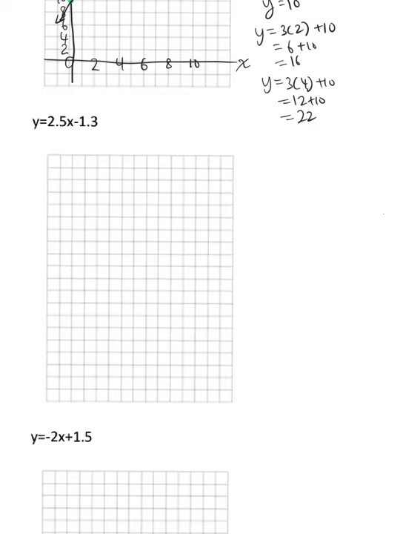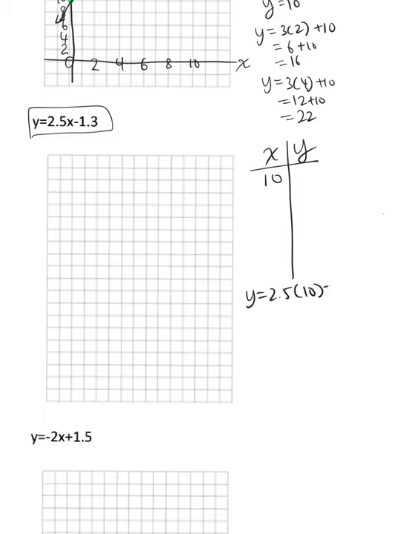Same thing, I'm going to make an x and y table using this equation. This time I'm going to use different numbers. I'm going to see what y is equal to when x is 10. So y is equal to 2.5 times 10 minus 1.3. That gives me 25 minus 1.3, which is 23.7. So y is 23.7.